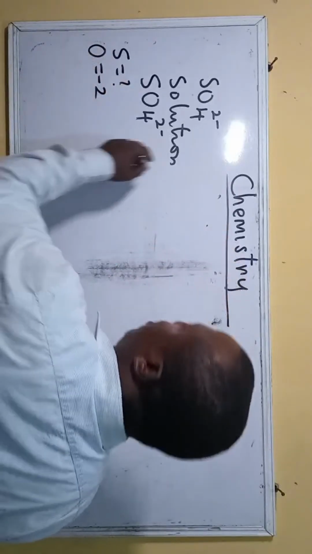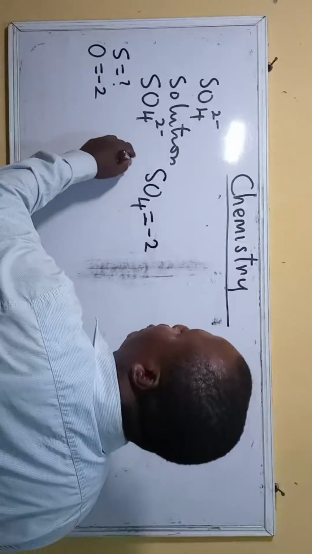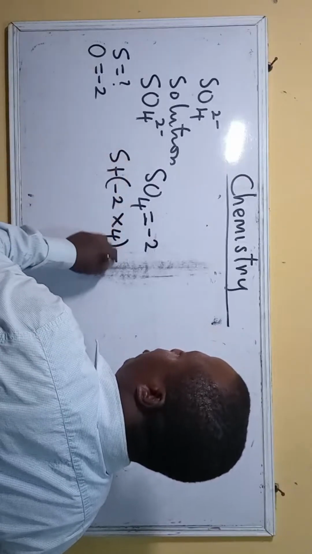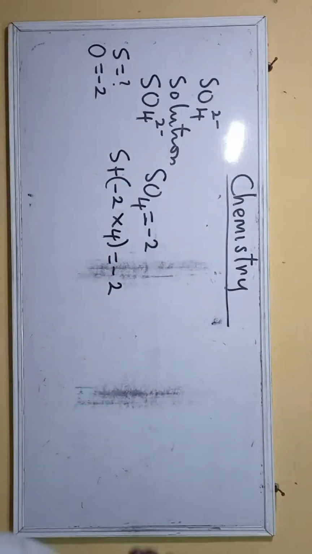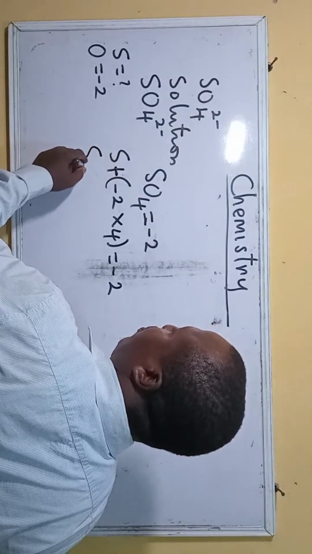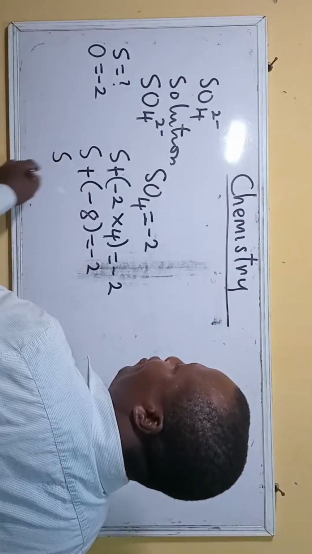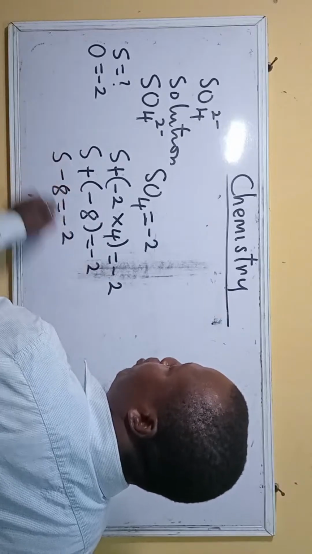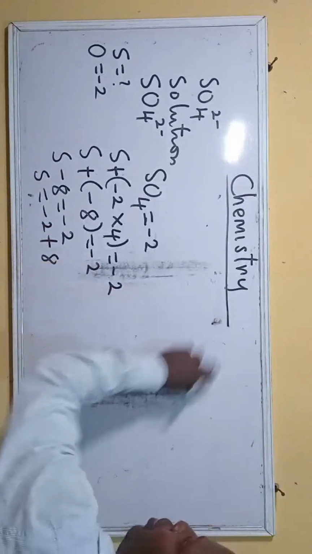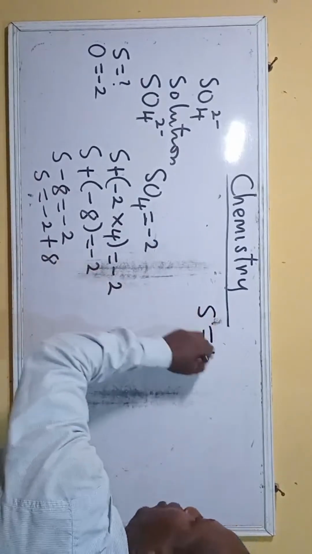Let's start. So I will have SO4 equals -2. That is S plus the oxidation number times 4 equals -2. So I have S plus -8 equals -2. Then S will give me -2 plus 8. So S equals +6.